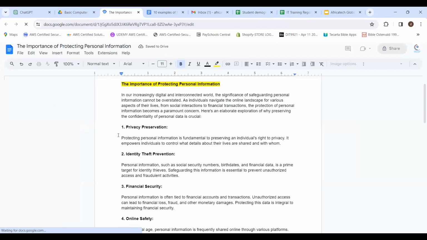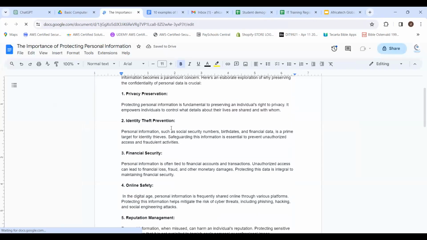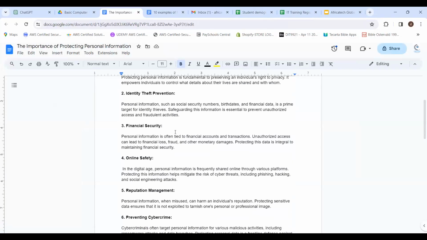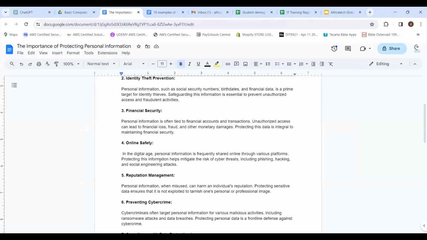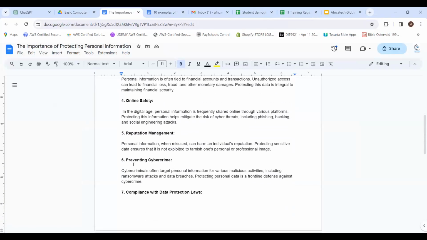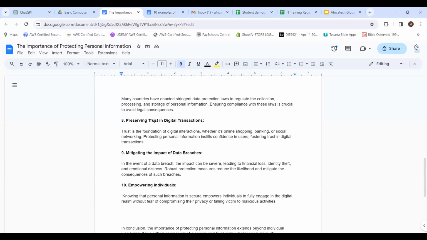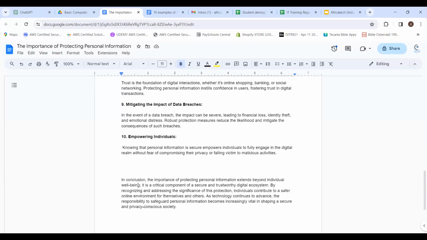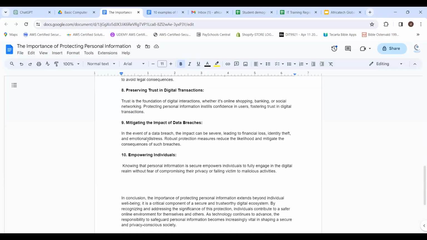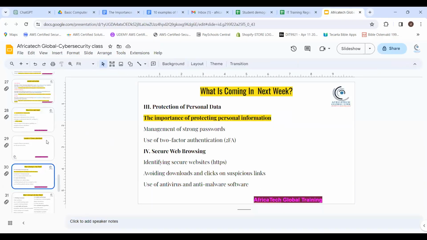It's for privacy preservation, identity theft prevention, financial security. Why should we protect? Online safety, reputation management, preventing cyber crime, compliance with data protection law, preserving trust in digital transactions, mitigating the impact of data breaches. We have to mitigate the impact, and it starts with us, empowering individuals, right?